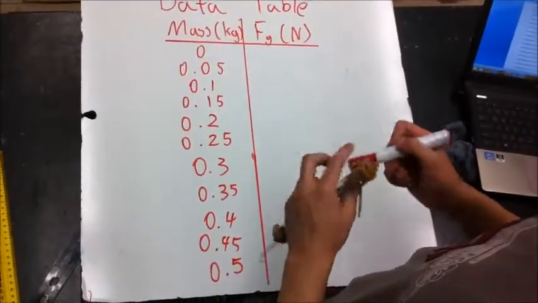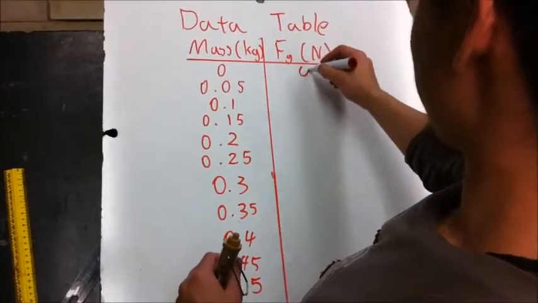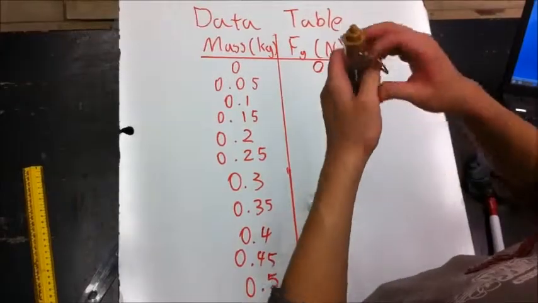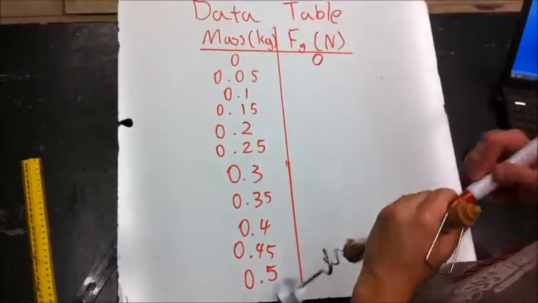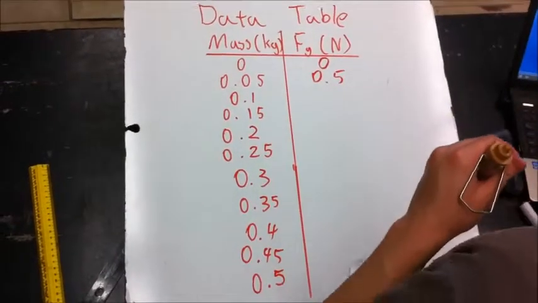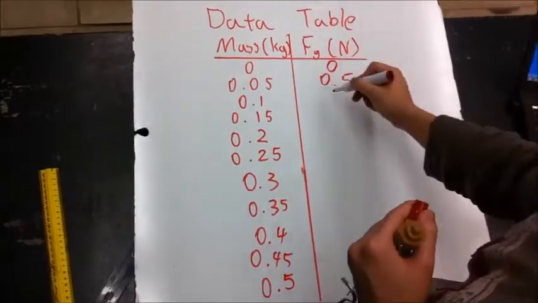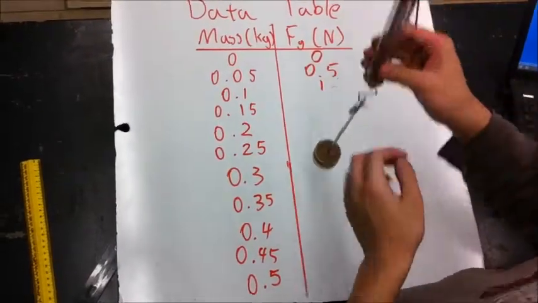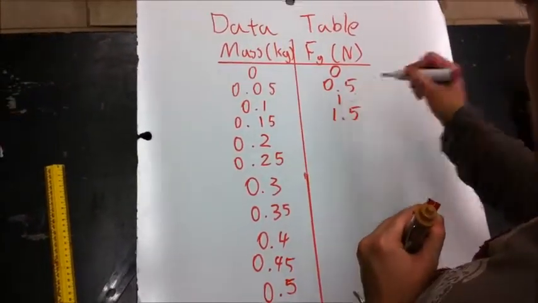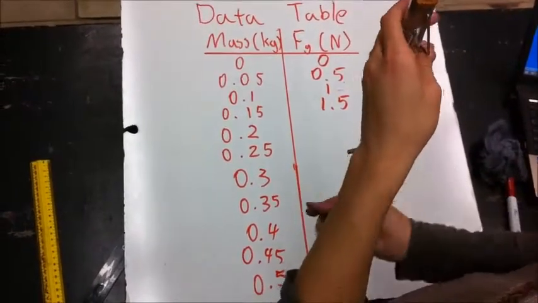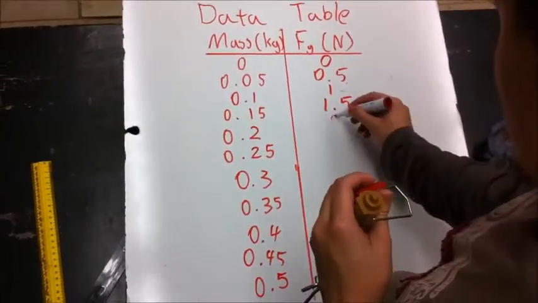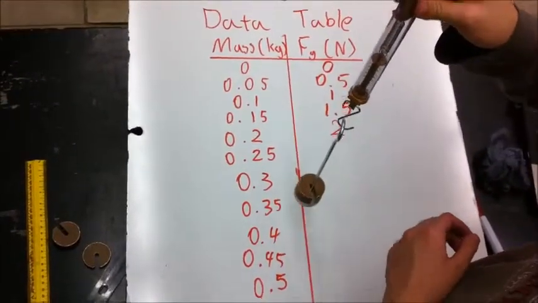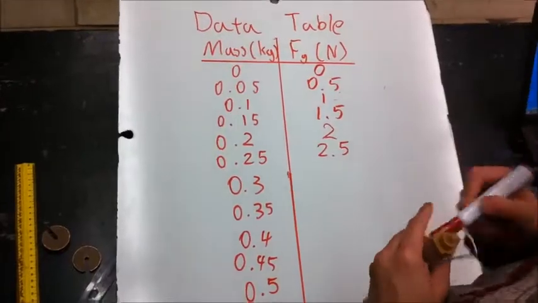The results for the experiment should be around these values. First, we have no mass, which has a force of 0 newtons. Next is the 0.05 kilogram mass, which has a force of approximately 0.5 newtons. The 0.1 kilogram mass shows a force of approximately 1 newton. The 0.15 kilogram mass shows a force of approximately 1.5 newtons. The 0.2 kilogram mass shows a force of approximately 2 newtons. The 0.25 kilogram mass shows a force of approximately 2.5 newtons.